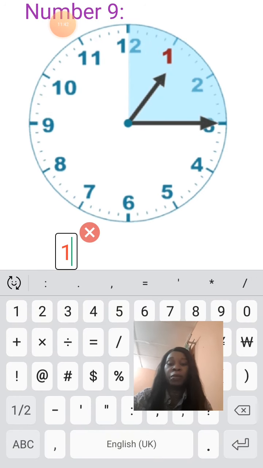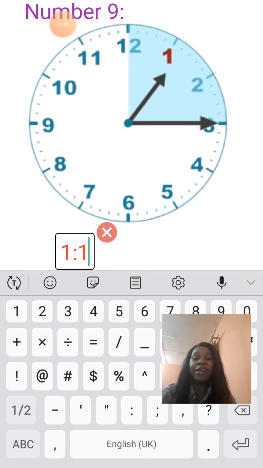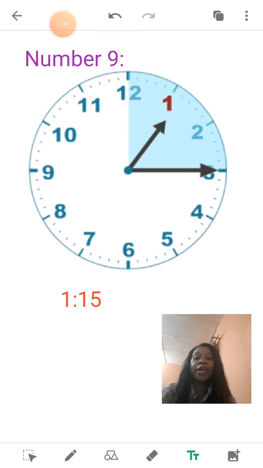So when you're done with your number bond, it will be easier for you to identify both the hour hand and the minute hand. And that ends the digital time clock for today.